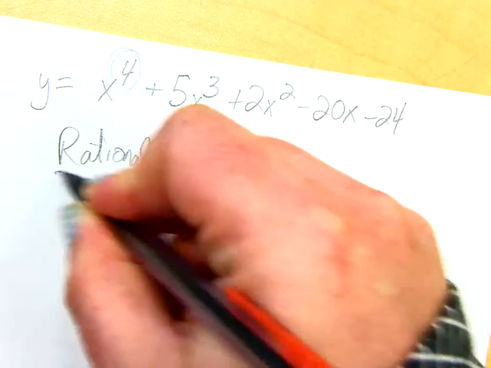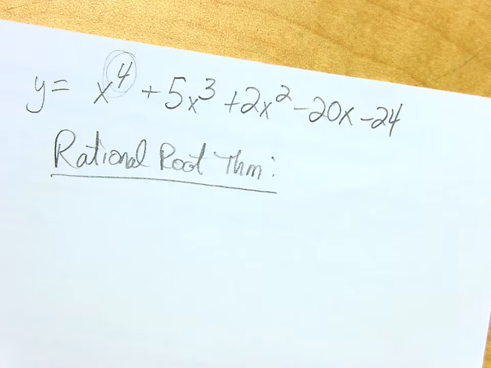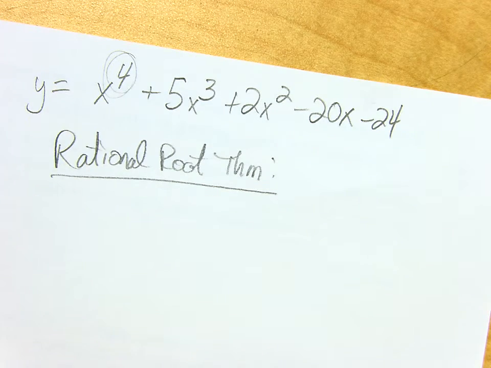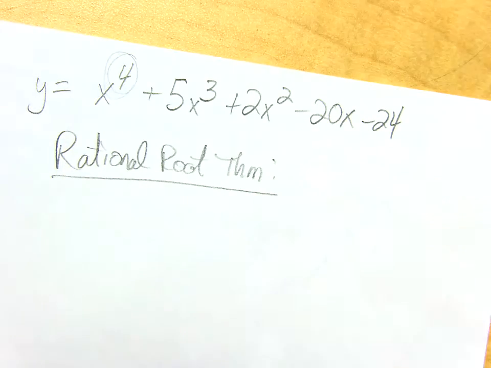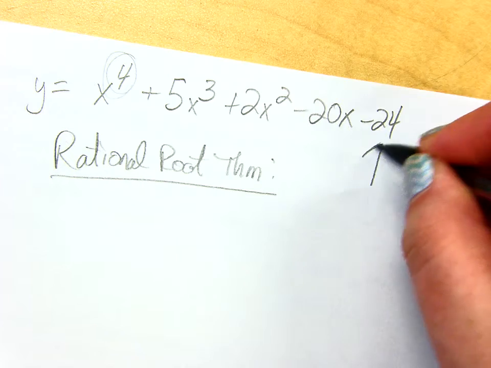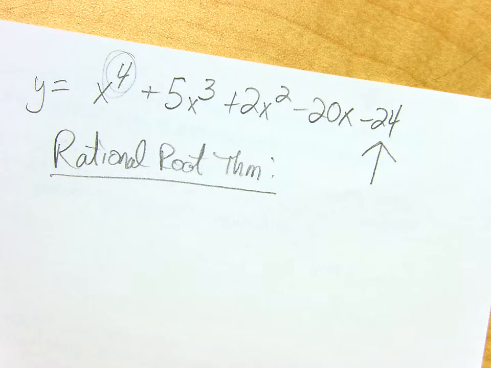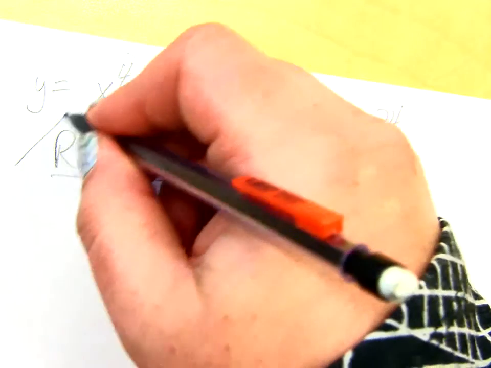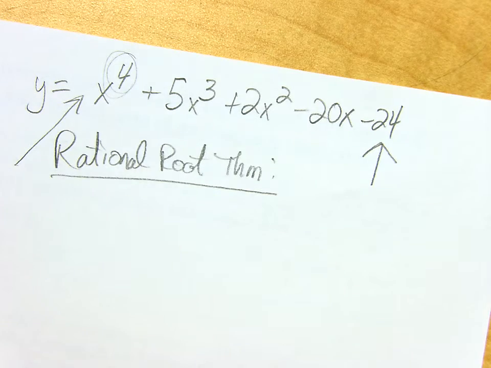And here's what it says. Any of the rational roots that are going to work, if there's any that are going to work in this, it's going to come from this list of numbers. It's going to come from the factors of my constant divided by the factors of my leading coefficient.